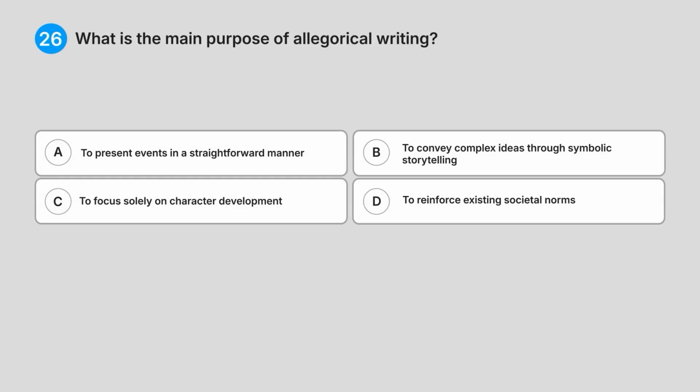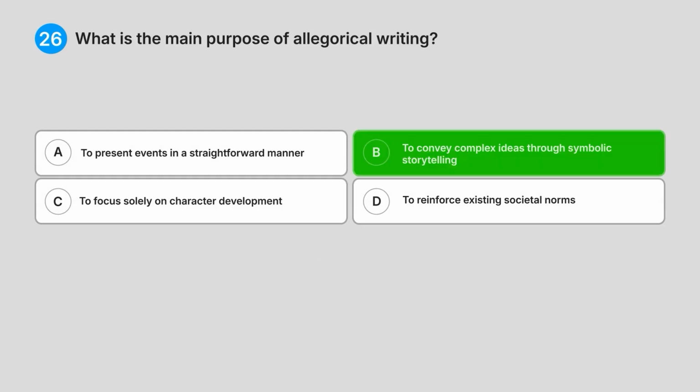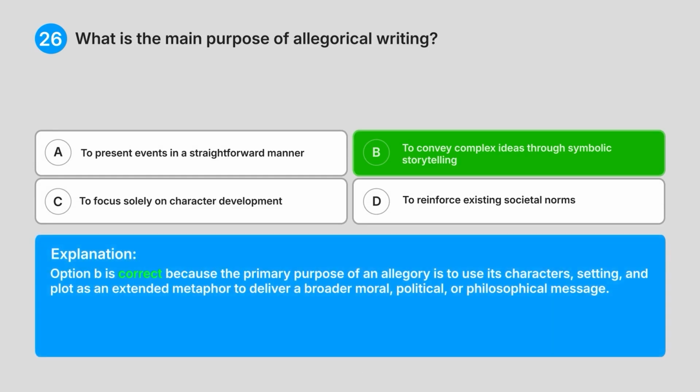Correct answer. B. To convey complex ideas through symbolic storytelling. Explanation. Option B is correct because the primary purpose of an allegory is to use its characters, setting, and plot as an extended metaphor to deliver a broader moral, political, or philosophical message.